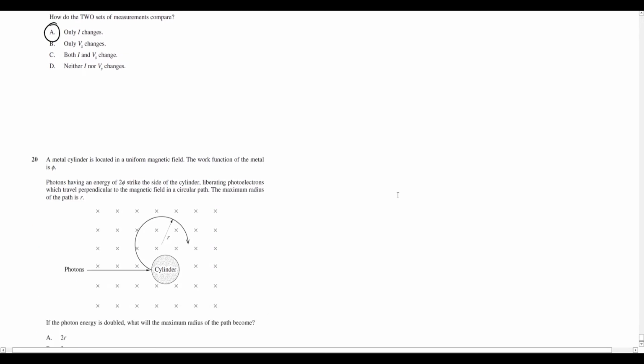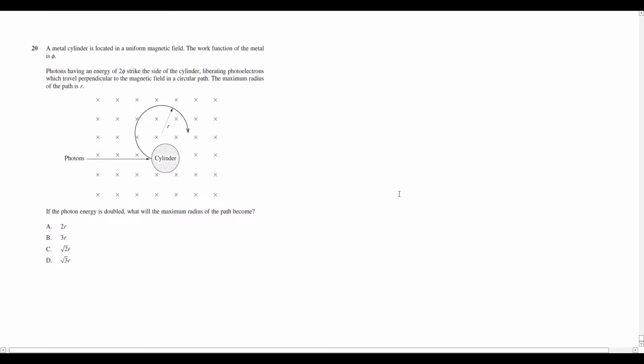Okay, now moving on to question 20. So a metal cylinder is located in a uniform magnetic field. The work function of the metal is phi. Photons having an energy of 2 phi strike the side of the cylinder, liberating photoelectrons which travel perpendicular to the magnetic field in a circular path. The maximum radius of the path is r. So if the photon energy is doubled, what will the maximum radius of the path become?